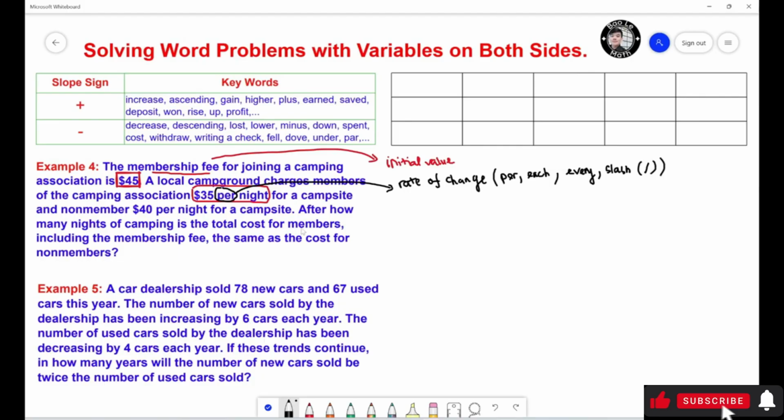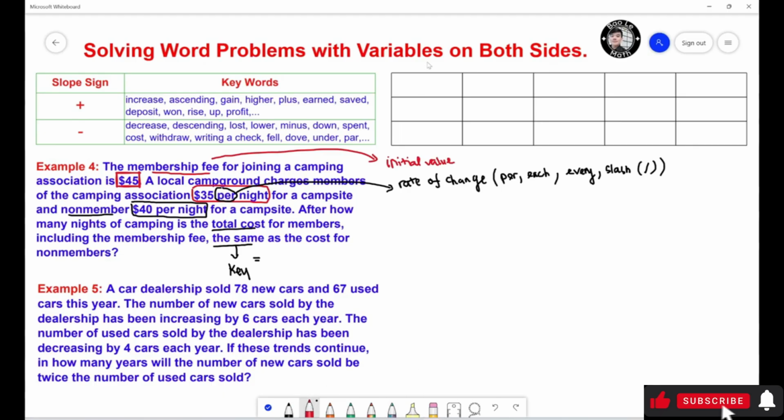Alright. For a campsite and non-member, $40 per night. After how many nights of camping is the total cost for members, including the membership fee, the same? Here's the key information. The same means you have an equal sign: the cost for members equals the cost for non-members.